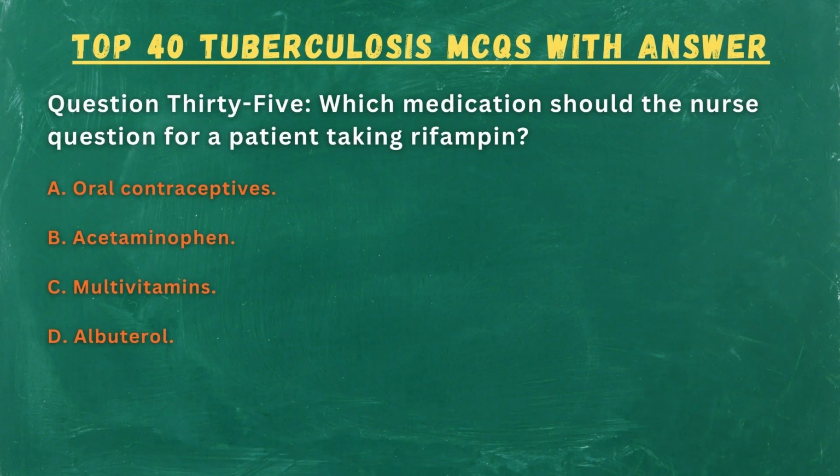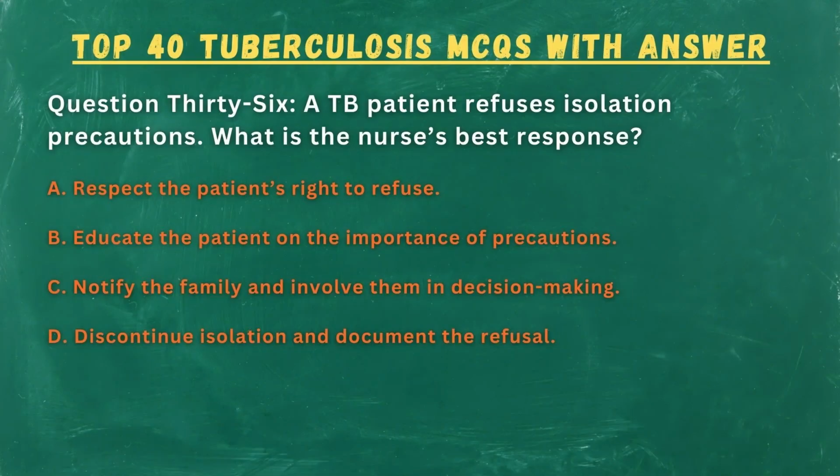Question 35. Which medication should the nurse question for a patient taking rifampin? A. Oral contraceptives. B. Acetaminophen. C. Multivitamins. D. Albuterol. Answer: A. Oral contraceptives.